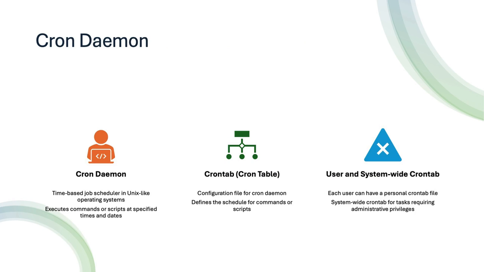The Cron daemon is a job scheduler in Unix-like systems. It uses the Crontab file to execute commands at specified times. Each user can have a personal Crontab, and there's also a system-wide Crontab for administrative tasks.